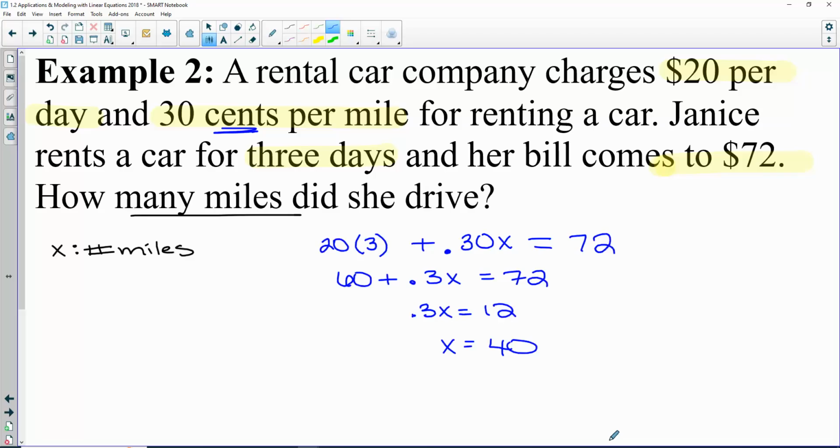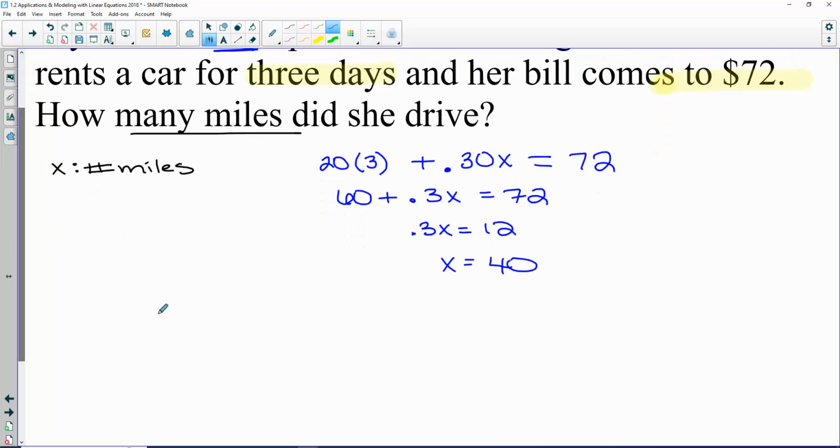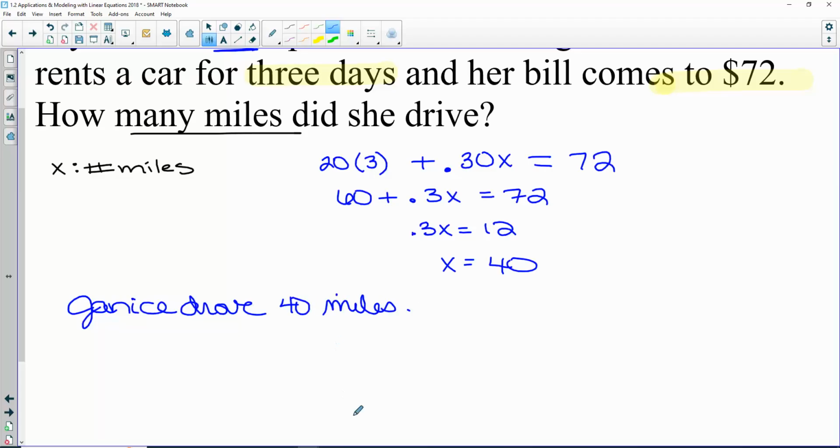Get 40? Yes. And so what do we need to do to finish it? Write a sentence. So Janice drove 40 miles. Are those problems okay?